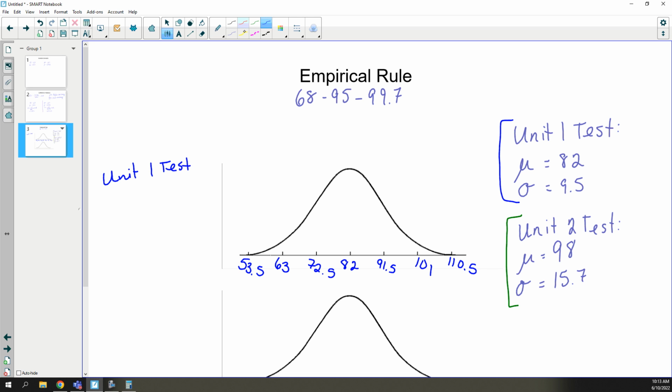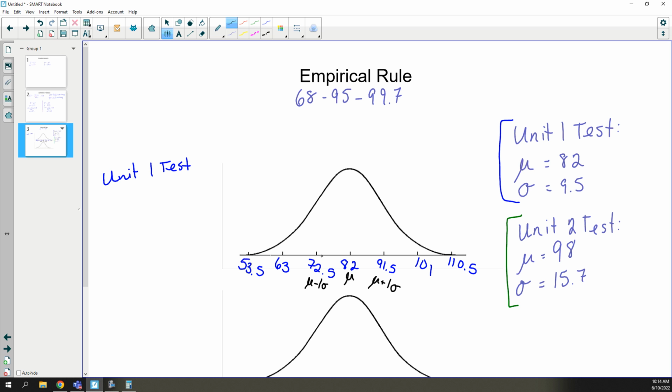What the empirical rule states is that based on 1, 2, and 3 standard deviations respectively away from the mean, it contains 68% of the data, 95% of the data, and 99.7% of the data. So in other words, if this is the mean in the center, then to the left is the mean minus 1 standard deviation. That's how we got that number. To the right would be the mean plus 1 standard deviation.